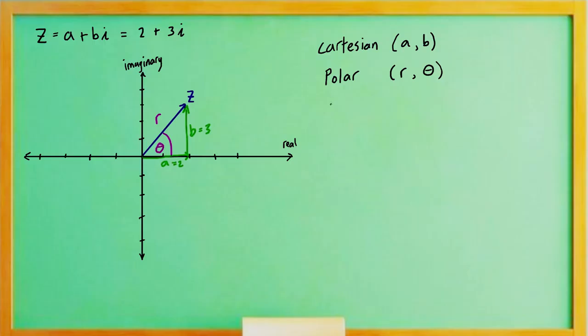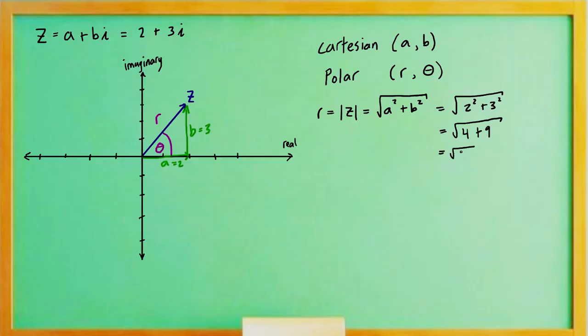Alright, so the first thing that we can do here is figure out really easily what r is, because r is just equal to the modulus of z, which is equal to the square root of a squared plus b squared. And again, if you look at this geometrically, or think about this as a triangle, it's basically the Pythagorean theorem, where a squared plus b squared equals c squared. So if we fill this in, we get the square root of 2 squared plus 3 squared, which is the square root of 4 plus 9, which is the square root of 13. So this is the modulus of z.